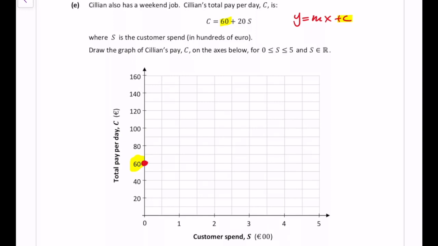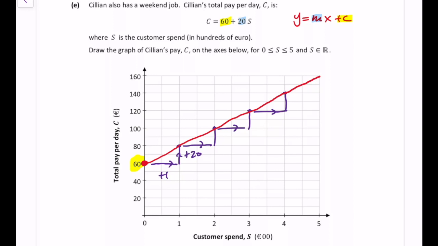The slope of this one is 20. M is 20. What that means is every time the customer spend increases by 1, C increases by 20. So I go out 1 and I go up a distance of 20. And I could keep doing this, and it's like steps in a ladder. It gives me a number of points in this straight line. So now I join these dots here, and I see that it's a straight line looking like this. Of course, you do this with a ruler yourself. So this is the line C is equal to 60 plus 20S.